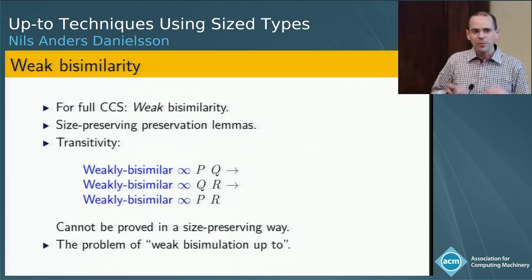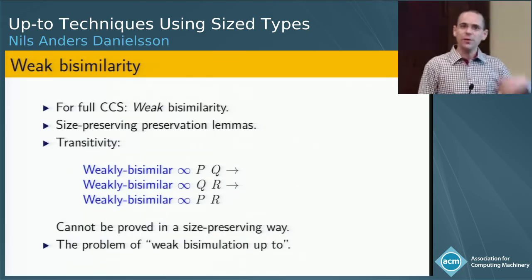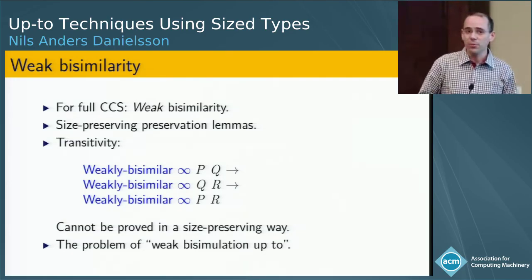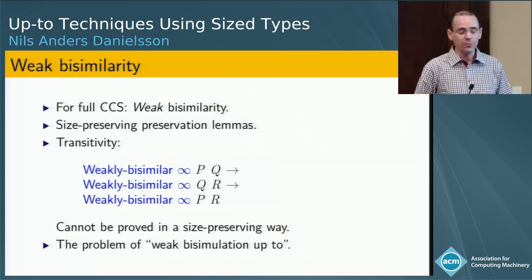And now we can repeat this exercise. We can define weak bisimilarity in a similar way. And we can try to prove various lemmas. And if we try to prove these preservation lemmas, it turns out that we can prove lots of size-preserving preservation lemmas for CCS.